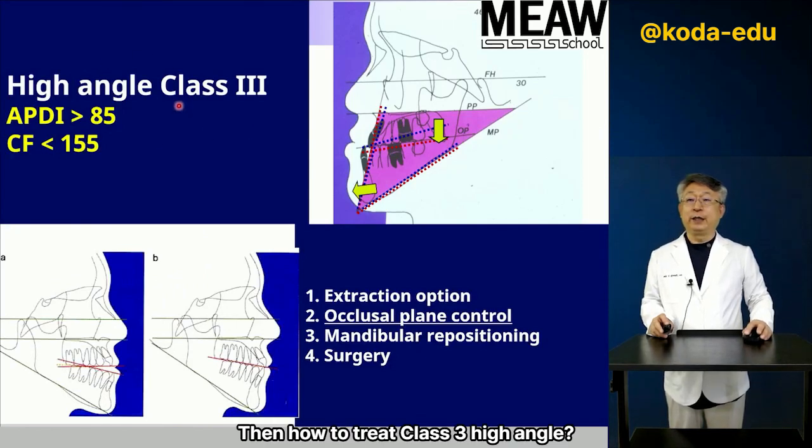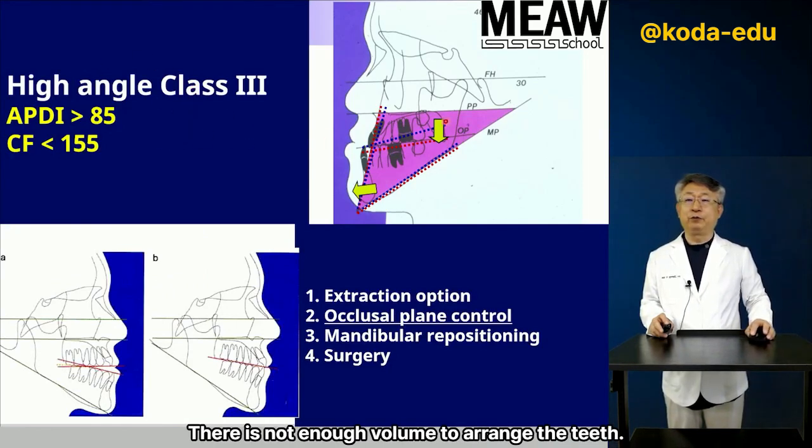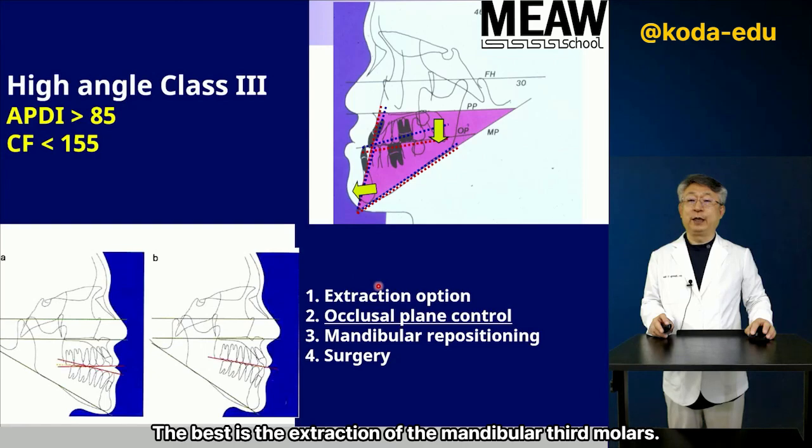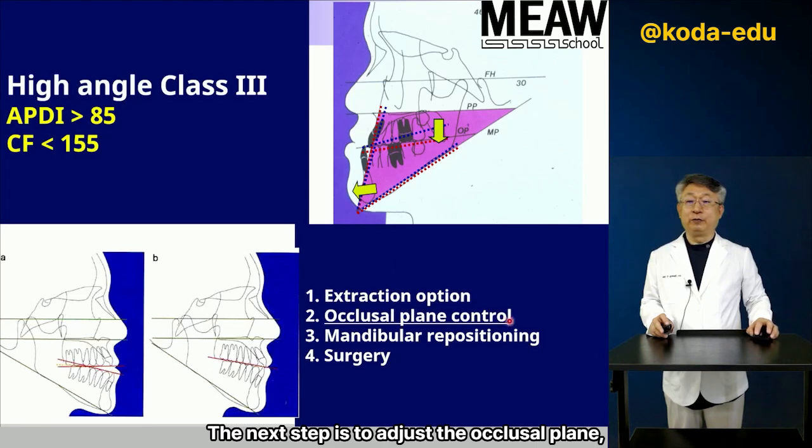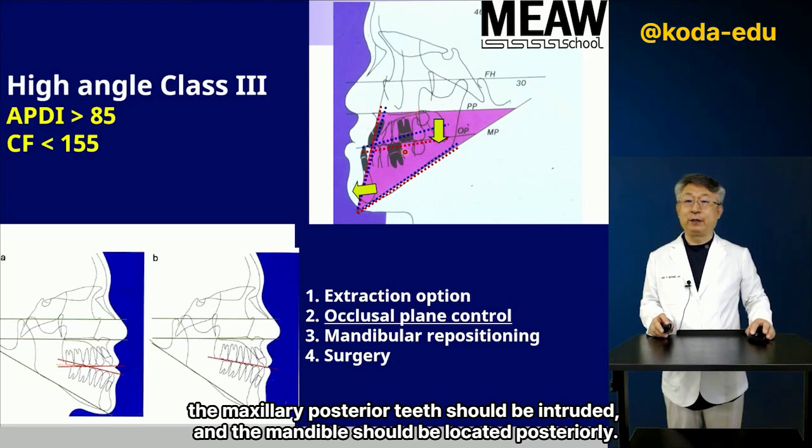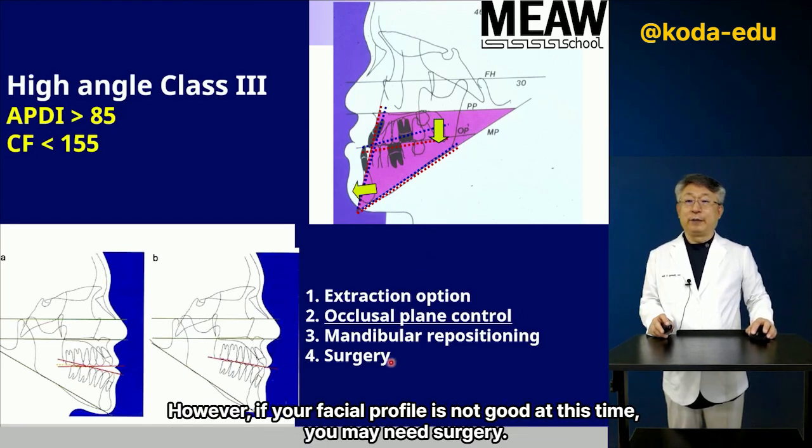Then how to treat Class 3 high angle? There is not enough volume to arrange the teeth. Therefore, you have to extract a tooth somewhere. The best is the extraction of the mandibular third molars. The next step is to adjust the occlusal plane. The maxillary posterior teeth should be intruded, and the mandible should be located posteriorly. However, if the facial profile is not good at this time, you may need surgery.